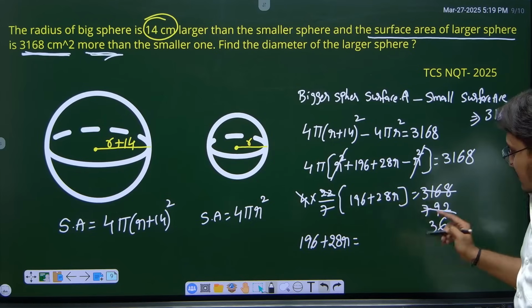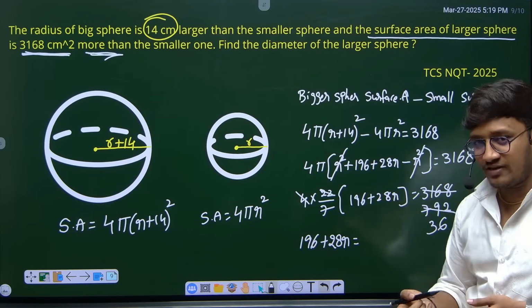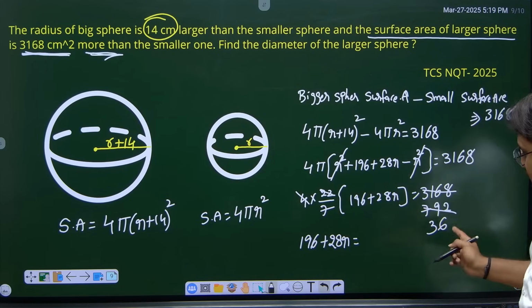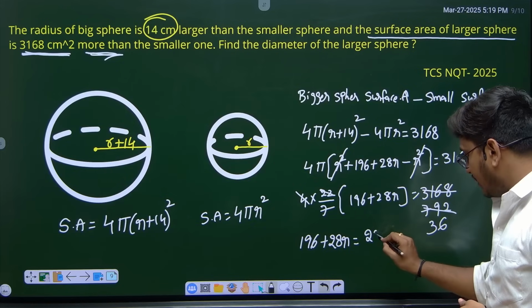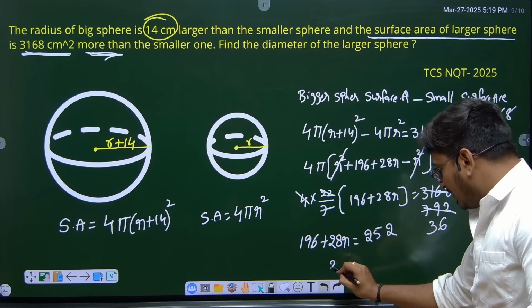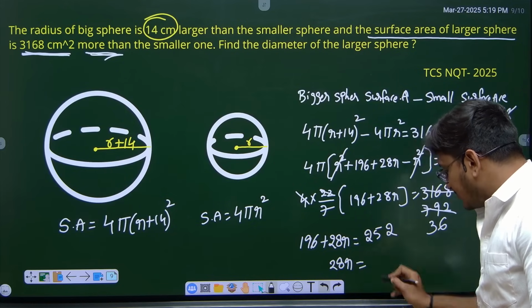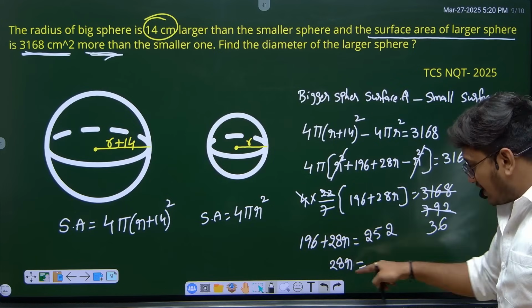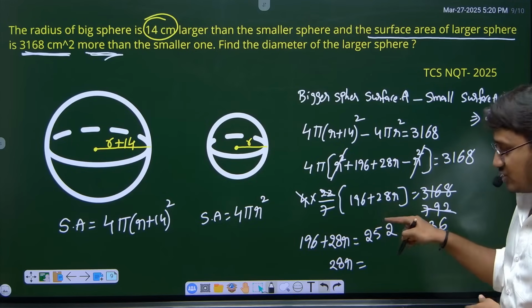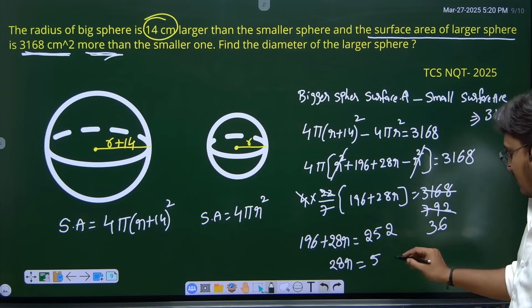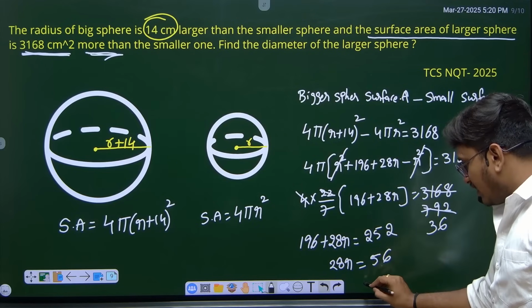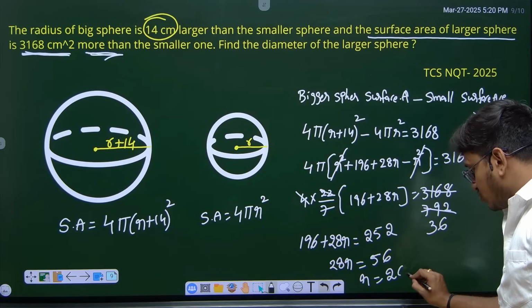36 into 7, 30 times is 210, 7 6 times is 42, 210 plus 42, 252. Now 28R is equals to, so this 196 will come to the right hand side. 252 minus 196 will be 56. Okay. Now R is equals to 2 centimeters.